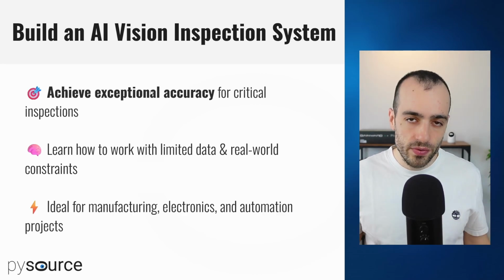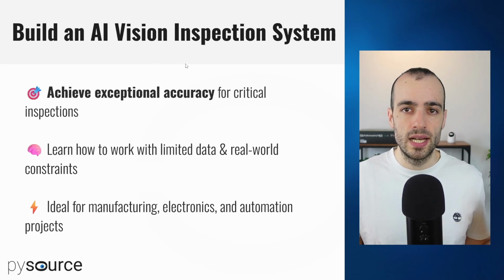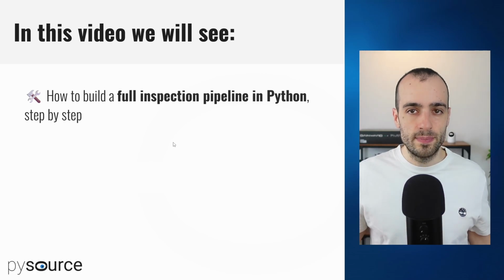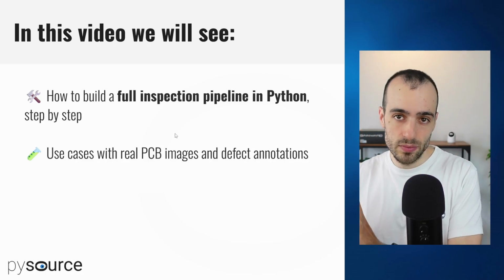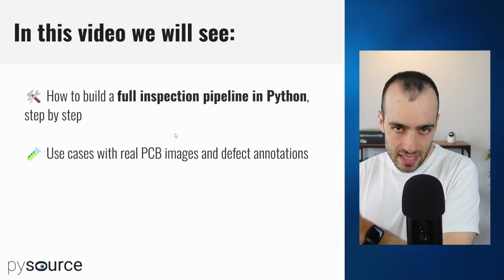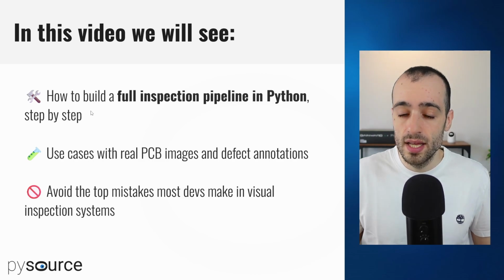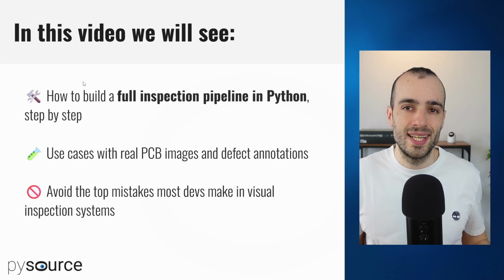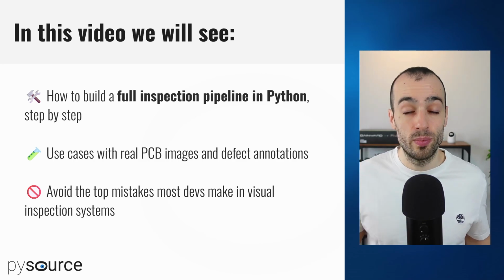And this is ideal for manufacturing in general, for any vision inspection system, but specifically we're going to see some samples about electronics. So if that's your goal, everything is in this video. In this video also we will see how to build the full vision inspection pipeline using Python step by step. We'll use some real use cases. We're going to use printed circuit board image samples to show you how you can build a system to identify the defects. And also by the end of this video we will talk about how to avoid the most common mistakes, because there are a few mistakes that many developers make that will guarantee that your project will not succeed.